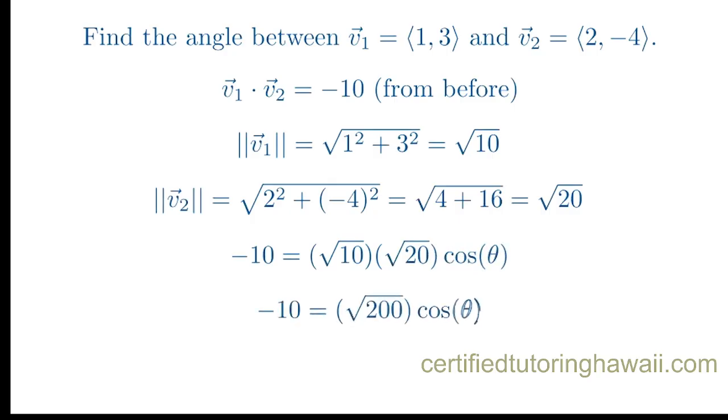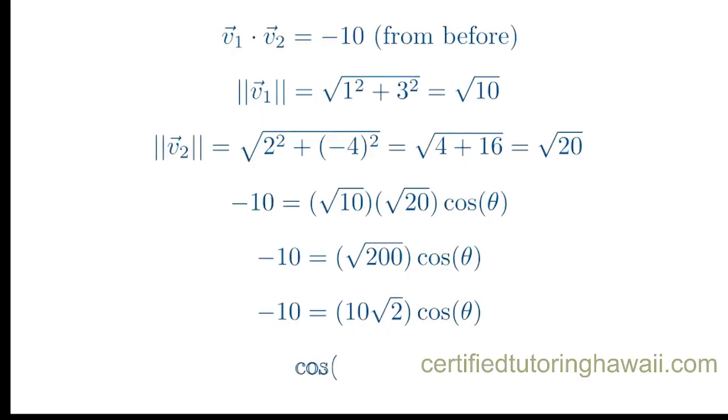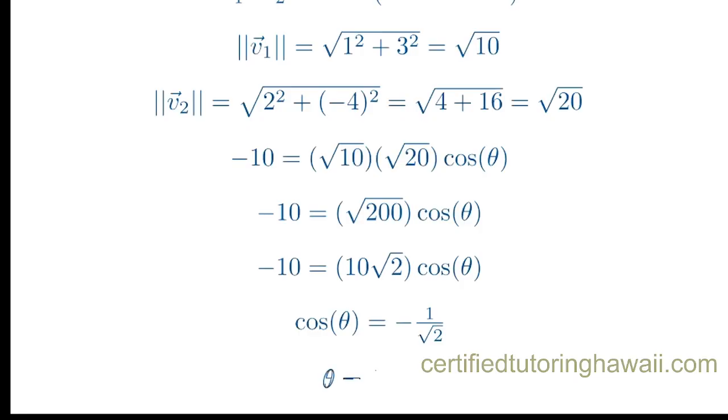The square root of 200 simplifies to 10 root 2. Dividing both sides by 10 root 2 gives us cosine of theta equals negative 1 over root 2. The angle whose cosine is negative 1 over root 2 is 135 degrees. So our two vectors are obtuse to each other.